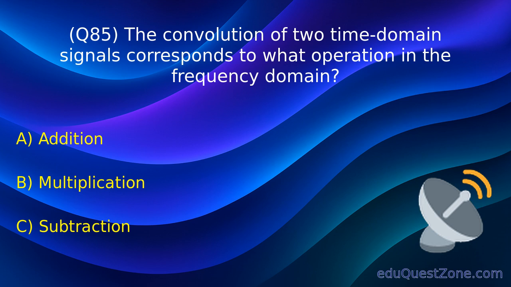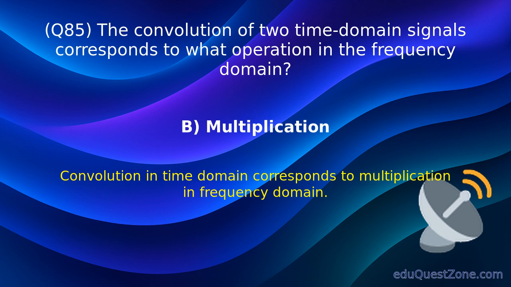Question 85. The convolution of two time domain signals corresponds to what operation in frequency domain? The correct answer is B, multiplication. In frequency domain, convolution becomes multiplication.